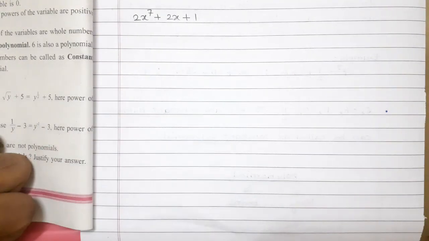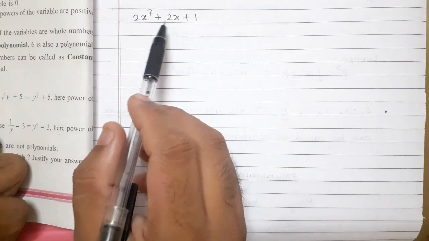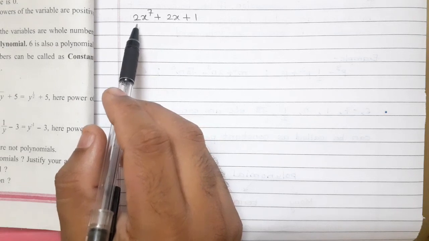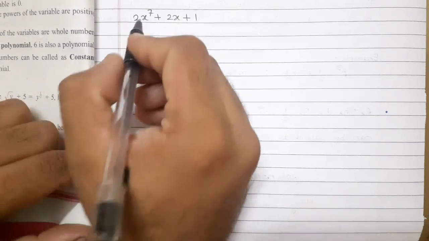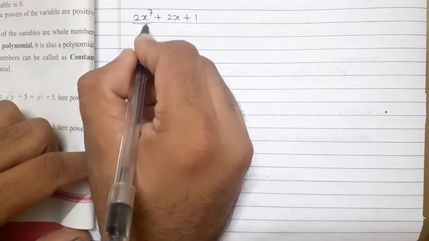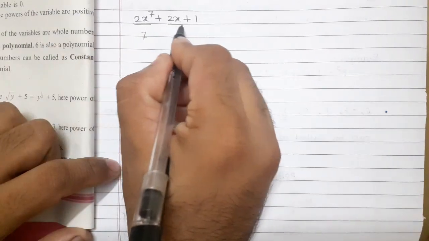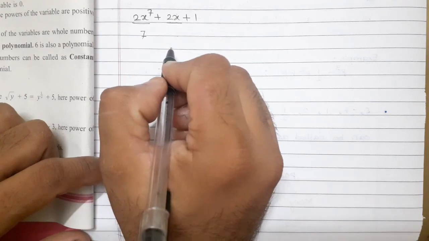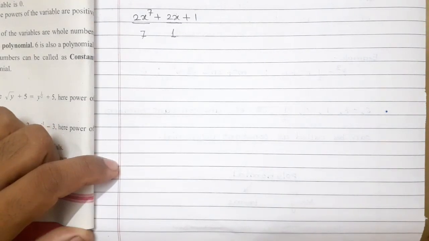Now consider this polynomial. In this polynomial only one variable is present, that is x, so it is a polynomial in one variable. Now find out the highest power of the variable. In the first term, the variable has power 7. In the second term, no power is written, so we can take 1 as its power.